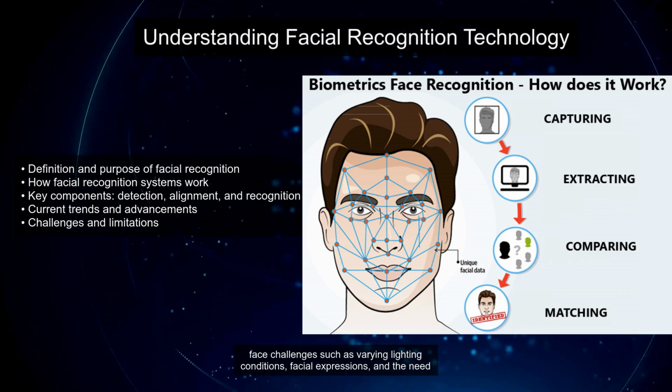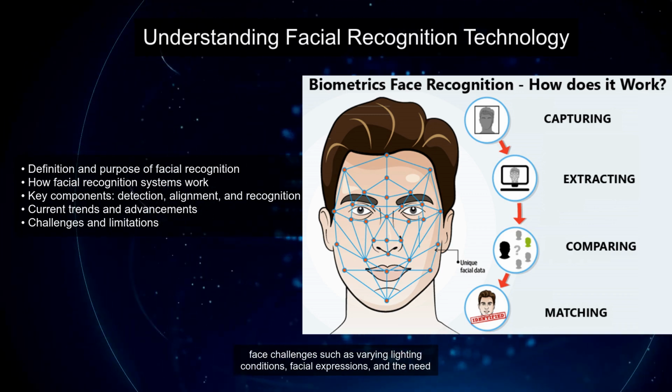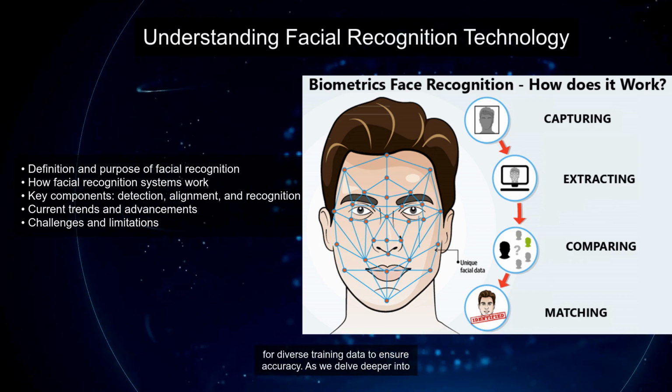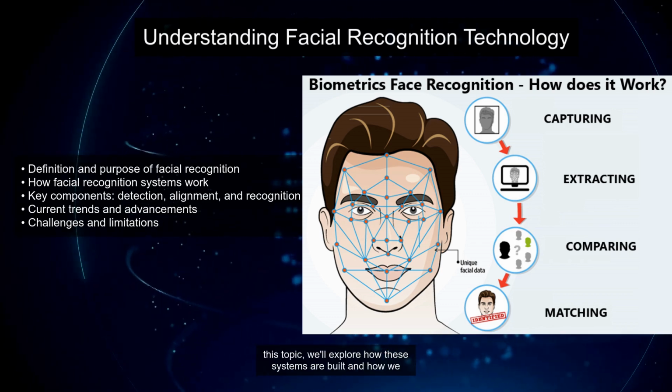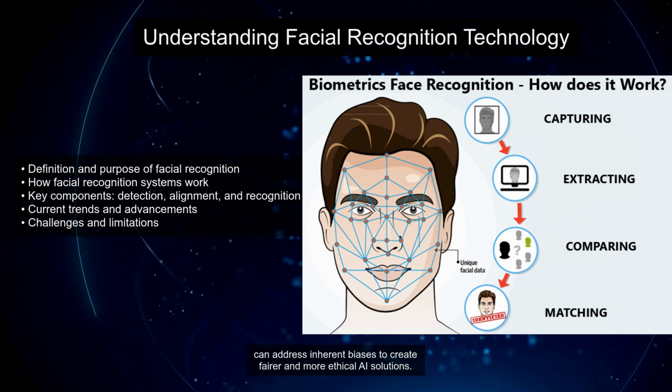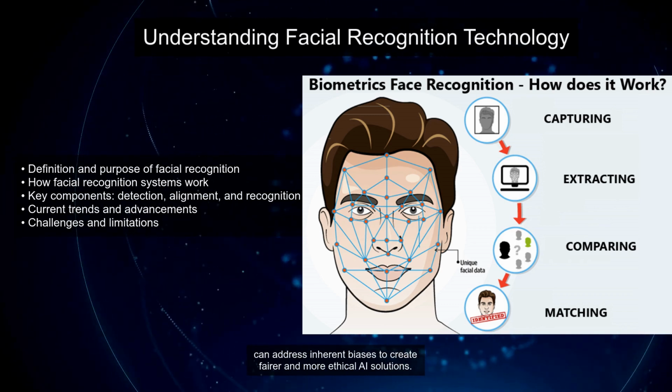Despite its advanced capabilities, facial recognition systems face challenges such as varying lighting conditions, facial expressions, and the need for diverse training data to ensure accuracy. As we delve deeper into this topic, we'll explore how these systems are built and how we can address inherent biases to create fairer and more ethical AI solutions.